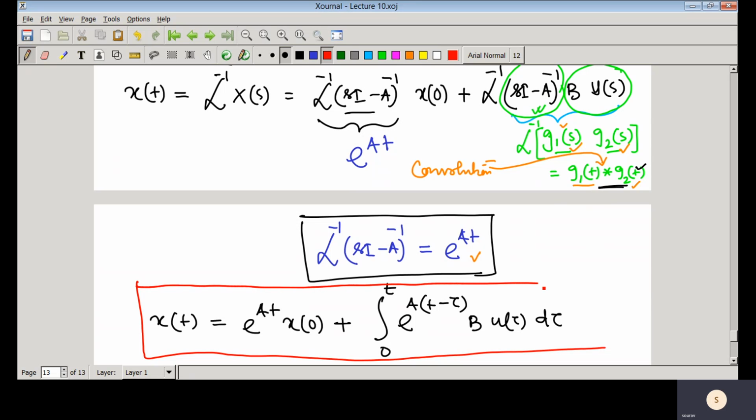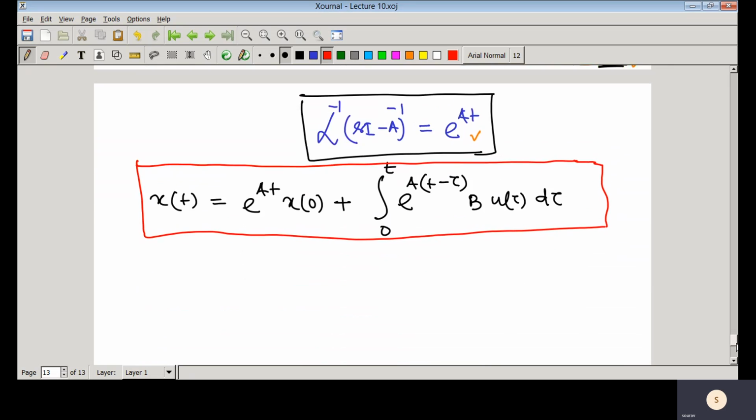Whenever you have x dot(t) equal to Ax plus Bu(t) with the initial condition x(0), the solution of that equation is x(t) equal to e to the power At x(0) plus the integral from 0 to t of e to the power A(t minus tau) B u(tau) d tau. You should remember this, because whenever a system is given and you are asked to find the state equations, just by applying this formula you can have that solution.